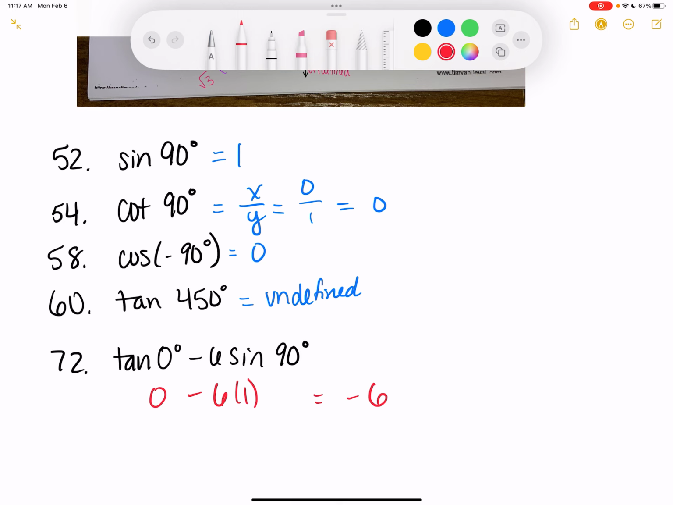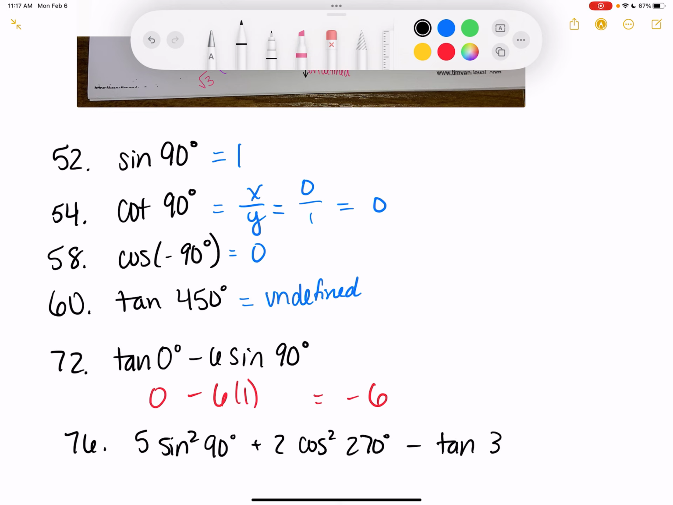If you had something like 76, 5 sine squared of 90 degrees plus 2 cosine squared of 270 degrees minus tangent of 360 degrees. One thing I want to note is that if you have something like cosine squared of 270 degrees, that's the same thing as the cosine of 270 degrees squared. So basically whatever this value ends up being, we're just going to square it.